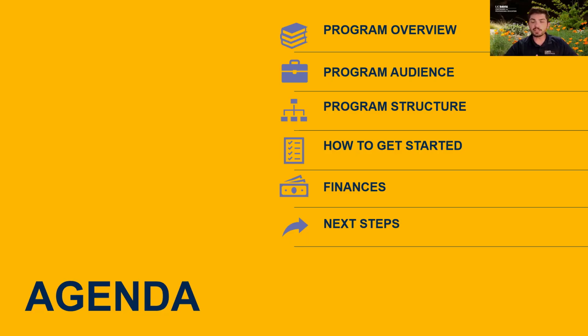As a quick overview of the agenda of our information session today, we're going to do a program overview. We'll discuss the program audience. We'll talk about the structure of the program, and then we'll go through important information to get started. We'll go over the finances of the program, and then I'll come back on camera for next steps.